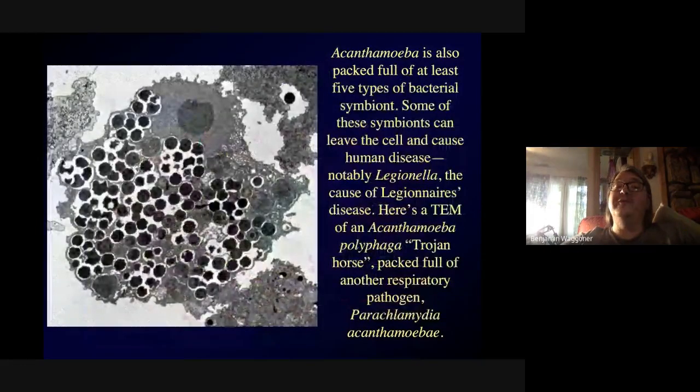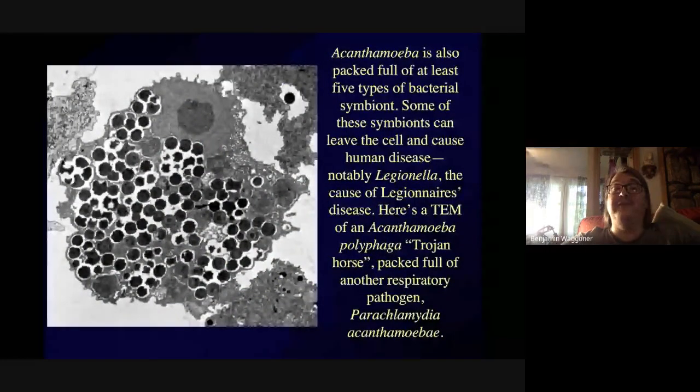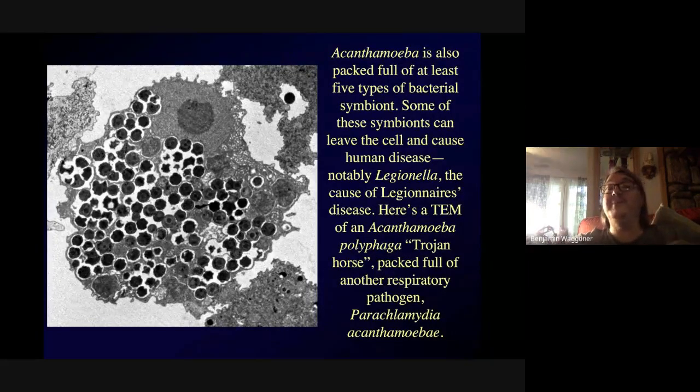Acanthamoeba is also of interest because it's got bacterial symbionts inside. Remember I said that endosymbiosis was all over the place in the living world? Here we go. There's a slice through an acanthamoeba, and all of those dark-colored, kind of round to polygonal things inside are a bacterium called parachlamydia, which has the potential for causing respiratory infections.